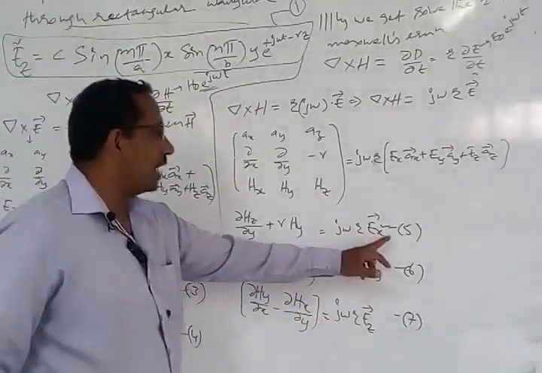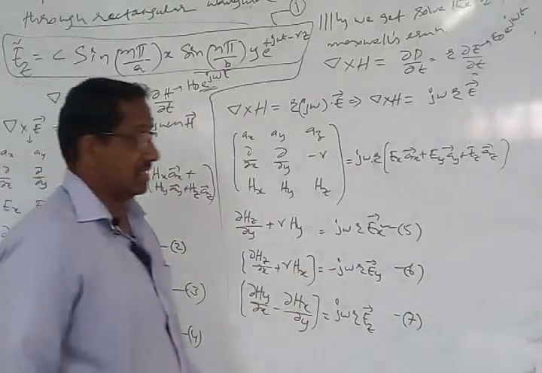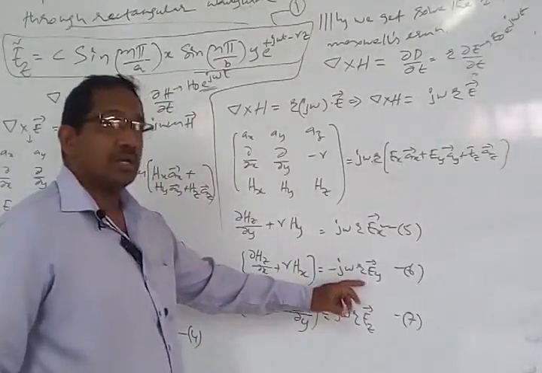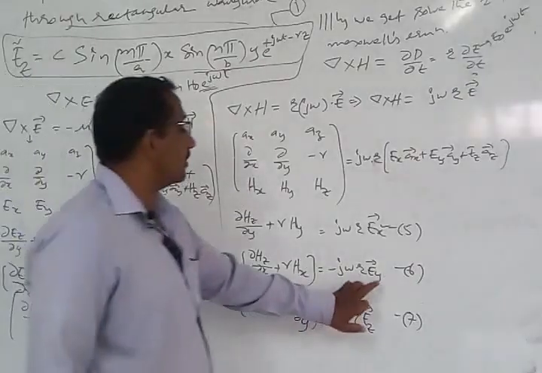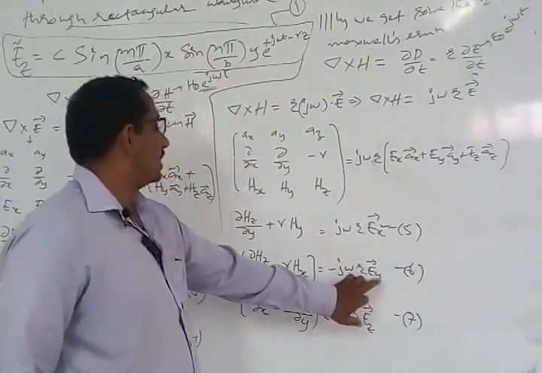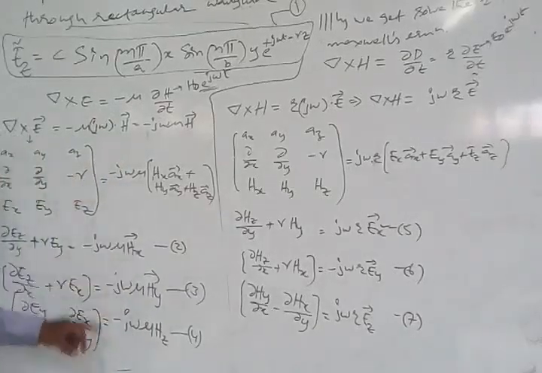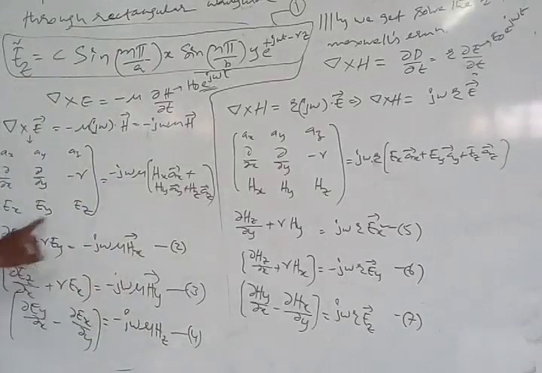So thereby I will be getting the equation for Ex. Similarly, I will get the equation for Ey, and also Hx and Hy. So how do I get the equation for Ey? In this equation for Ey, I have Hx. So where is Hx here? Here I got Hx. Hx is equal to this factor whole by minus j omega mu.